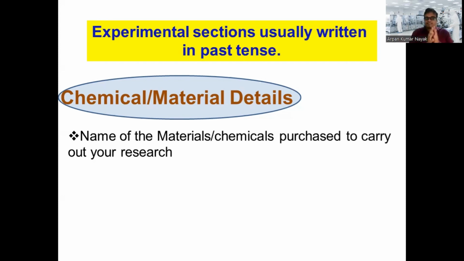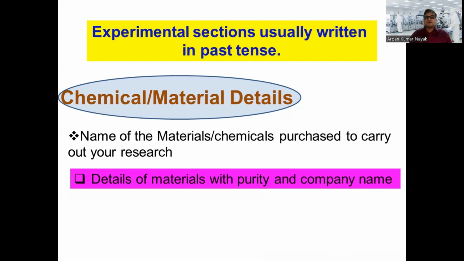So in this chemicals or materials section, we will just give the details about the materials, such as a silicon substrate you purchased, or any ITO glass substrate. Then you have to give the details of where you purchased it, and what the purity of that one is.